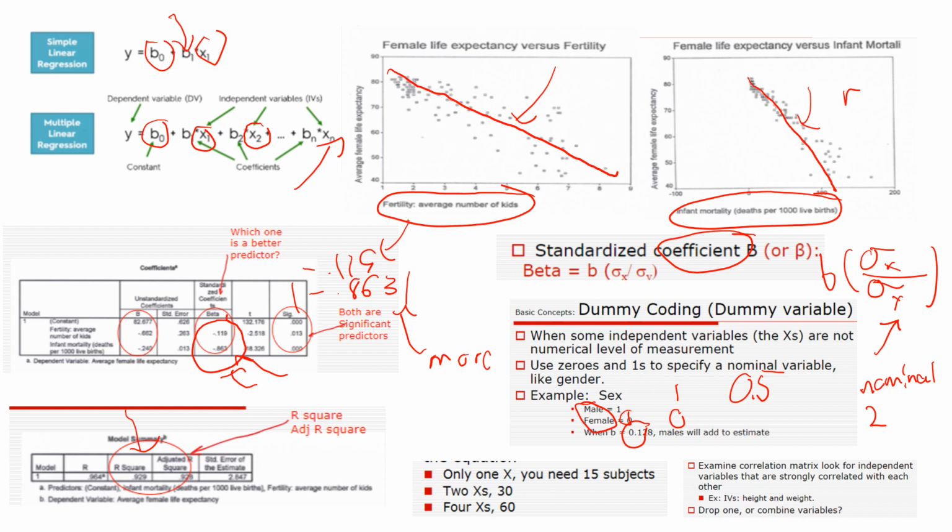Next up, just an experimental design thing. This is for multiple linear regression. This is how many samples you need. For each independent variable, you need 15 subjects. Otherwise, your study is just bad.